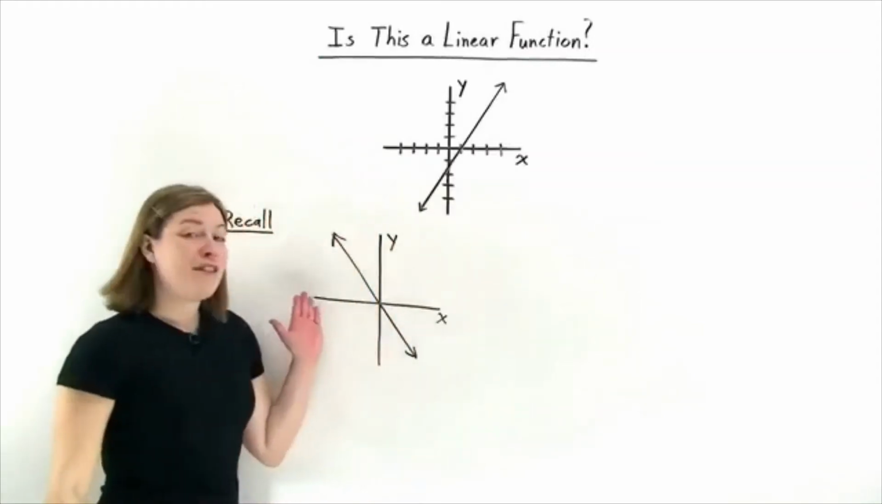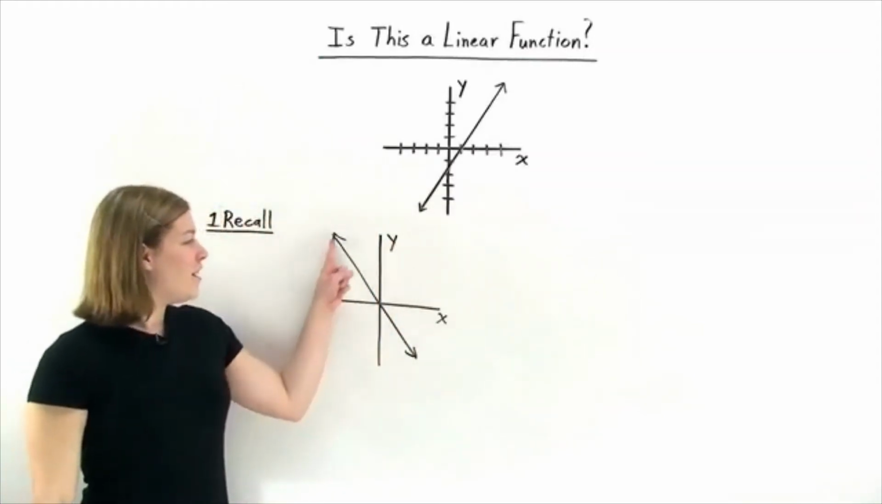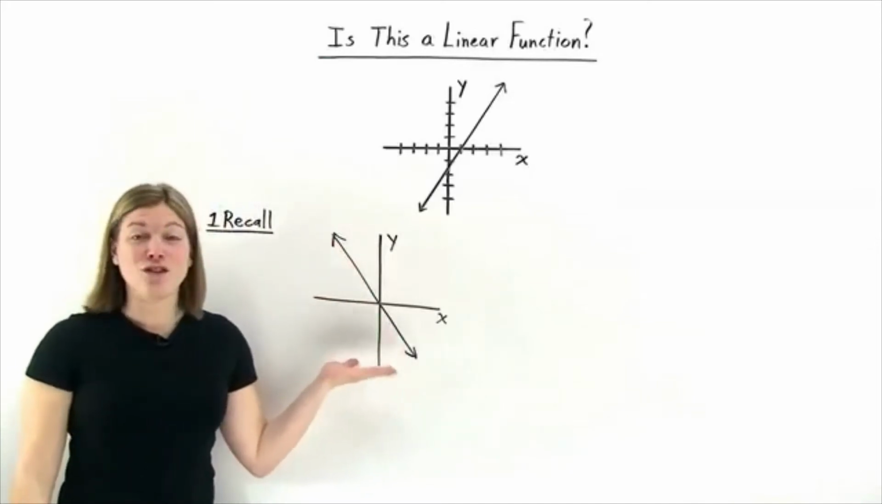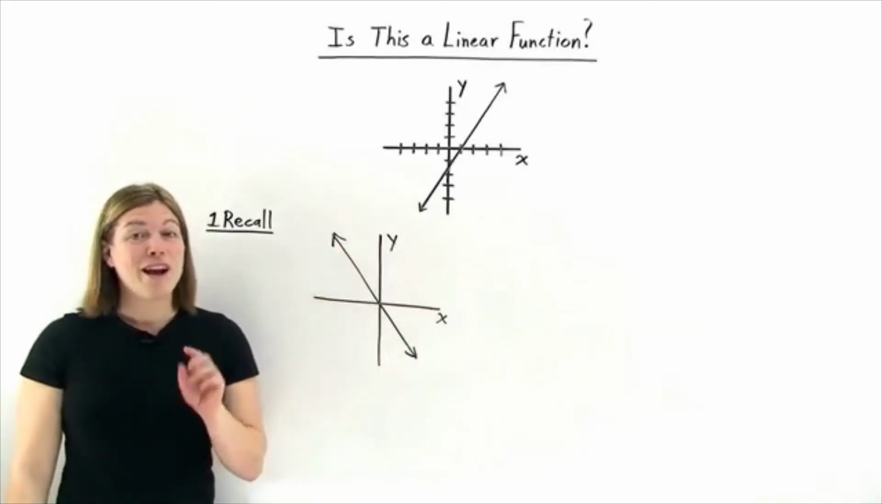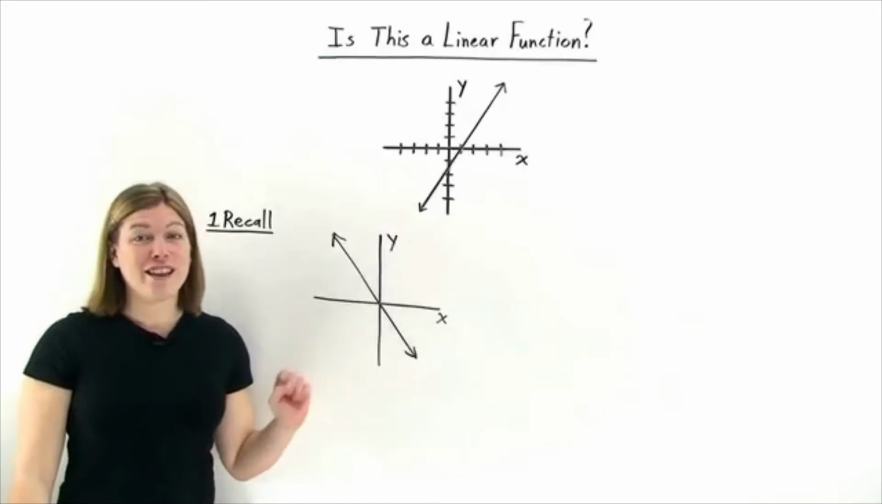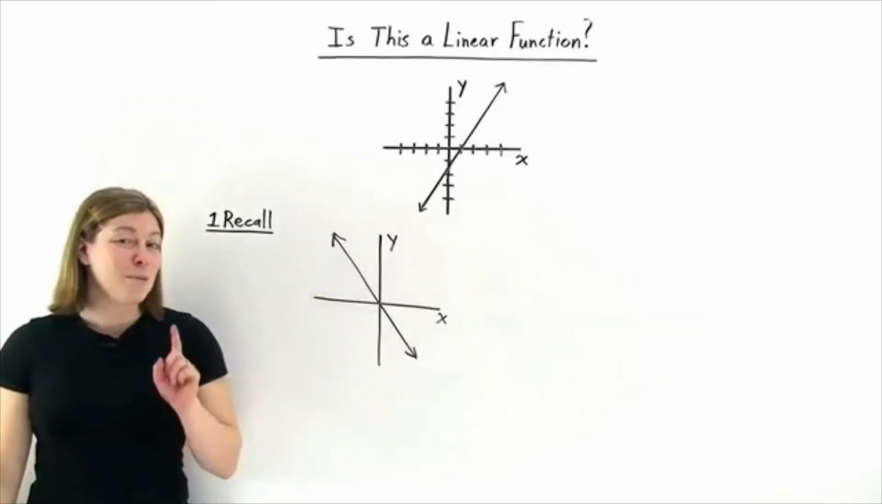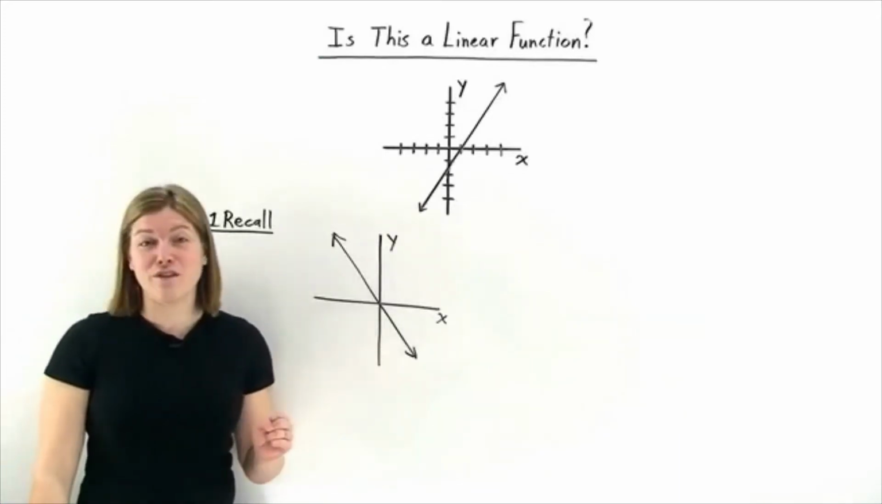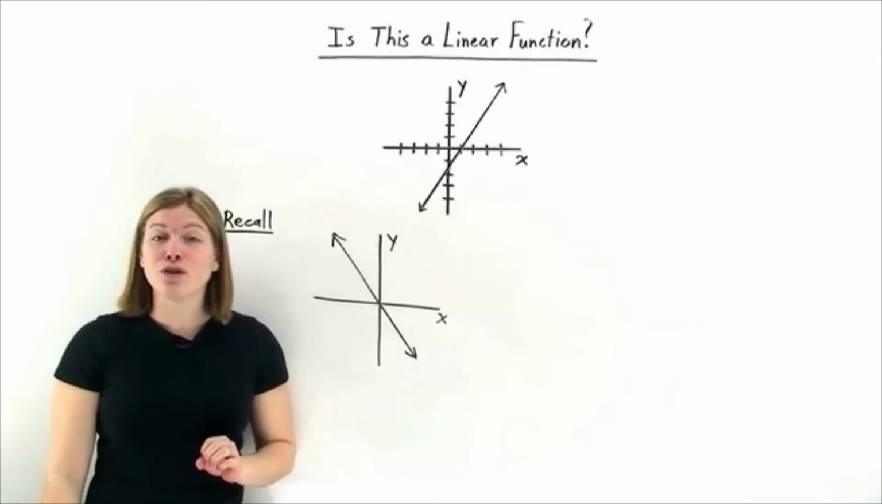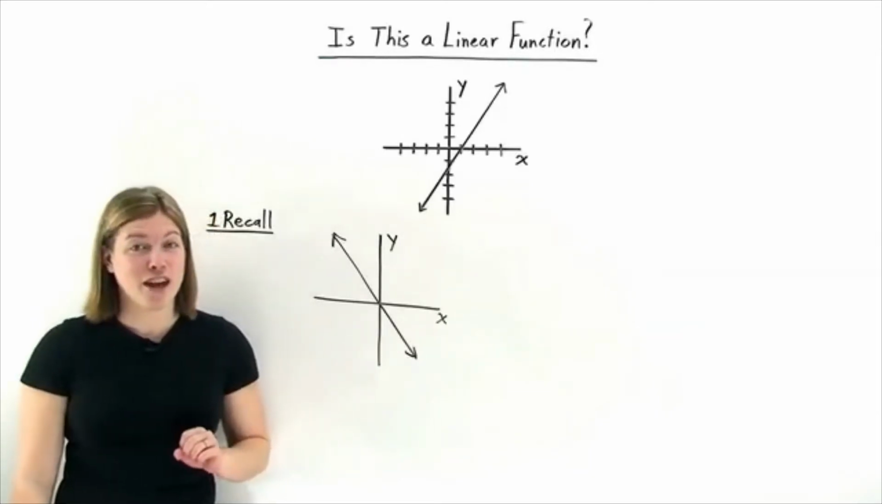So let's say we have this graph right here. Taking a look, this graph looks like it's a straight line. Remember, linear functions are straight lines. But to be absolutely certain that this is a linear function, we need to take a closer look at the changes in the x and y values.